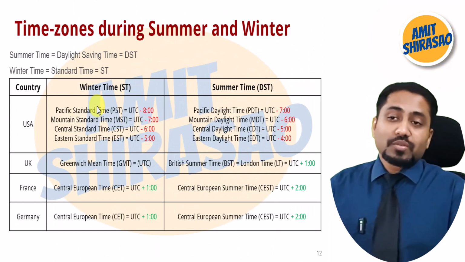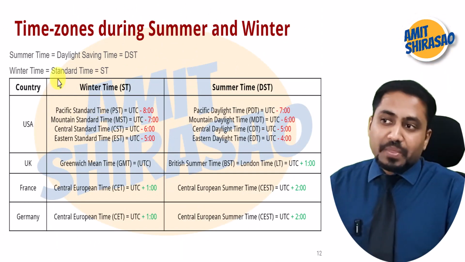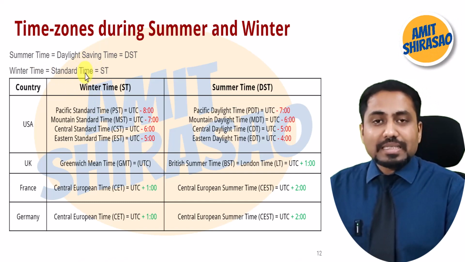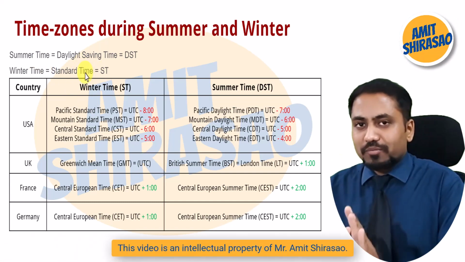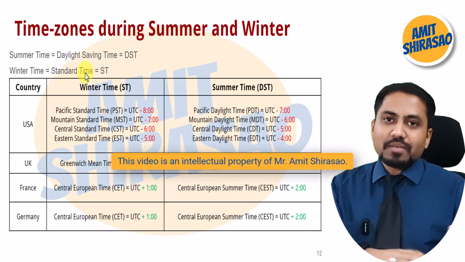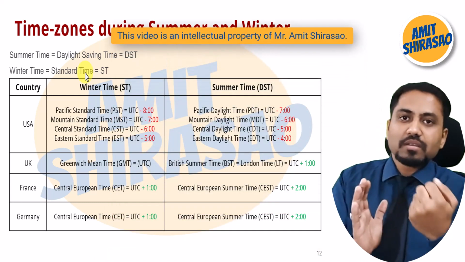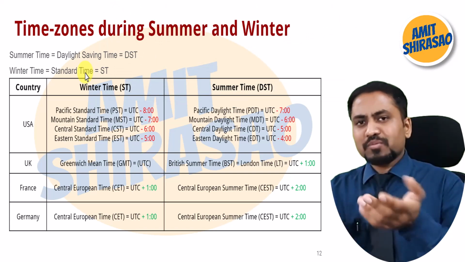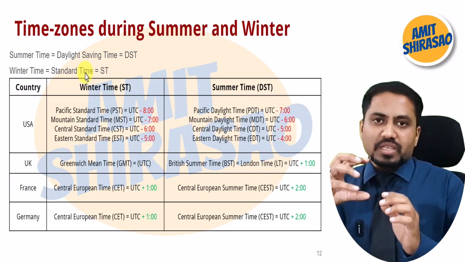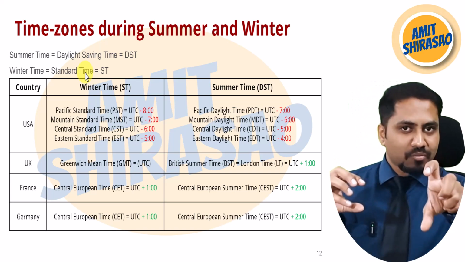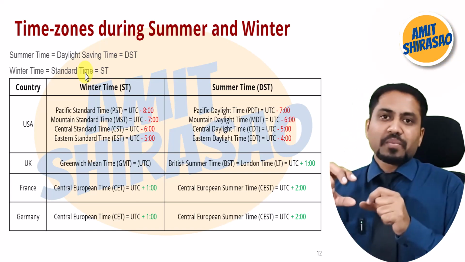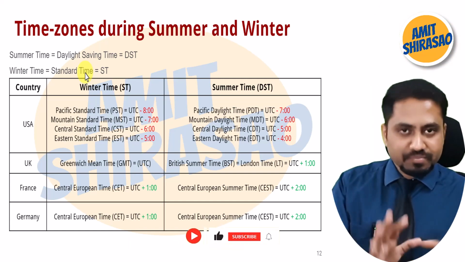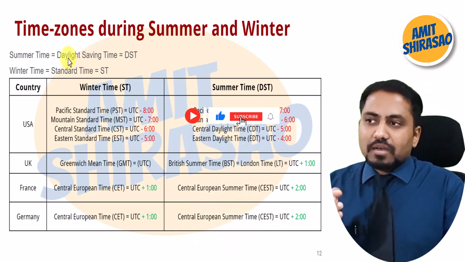Okay, now time zones during the summer and the winter. Always remember, winter is the standard time. Winter time is the real time. Summer time means winter time plus daylight saving, meaning 1 hour. So if you are in the northern hemisphere, summer time is equal to winter time plus 1 hour. If you are in the southern hemisphere, summer time is equal to winter time minus 1 hour. Okay, this is how it is.